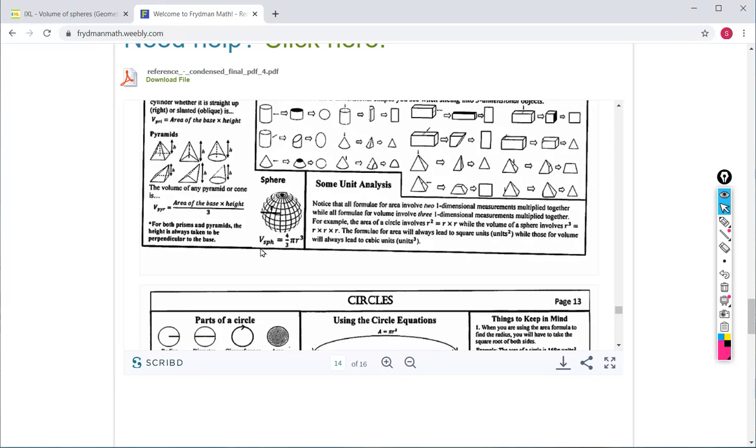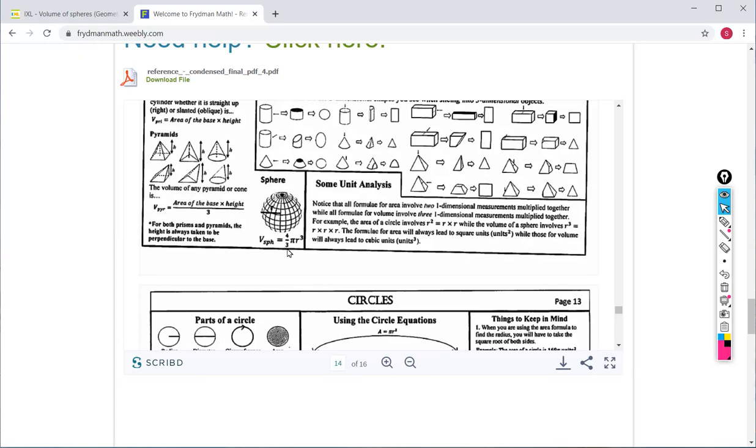And the volume of a sphere is equal to 4/3 pi r cubed. That is the fraction 4/3, times pi, times the radius of the sphere to the 3rd power. So that means the radius times the radius again times the radius again. So we're actually multiplying the radius with itself 3 times.